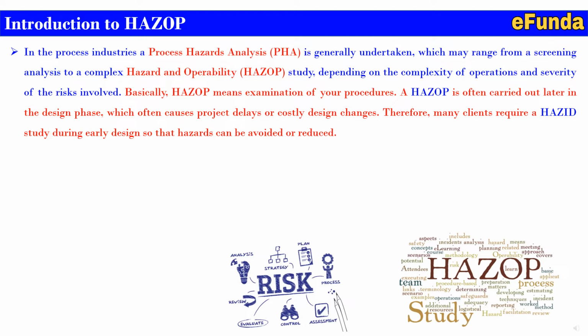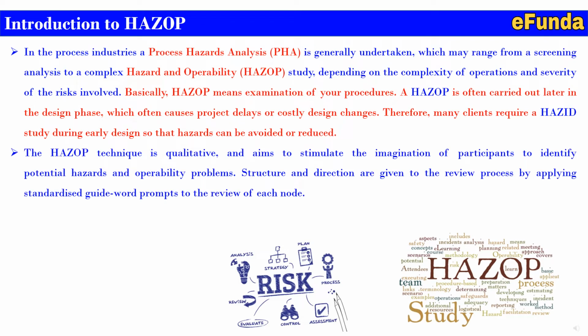This technique is based on breaking the overall complex design of the process into a number of simpler sections called nodes, which are then individually reviewed. It is carried out by a suitably experienced multidisciplinary team, that is a HAZOP team, during a series of meetings where discussions happen to analyze the risk involved. The HAZOP technique is qualitative and aims to stimulate the imagination of participants to identify potential hazard and operability problems.